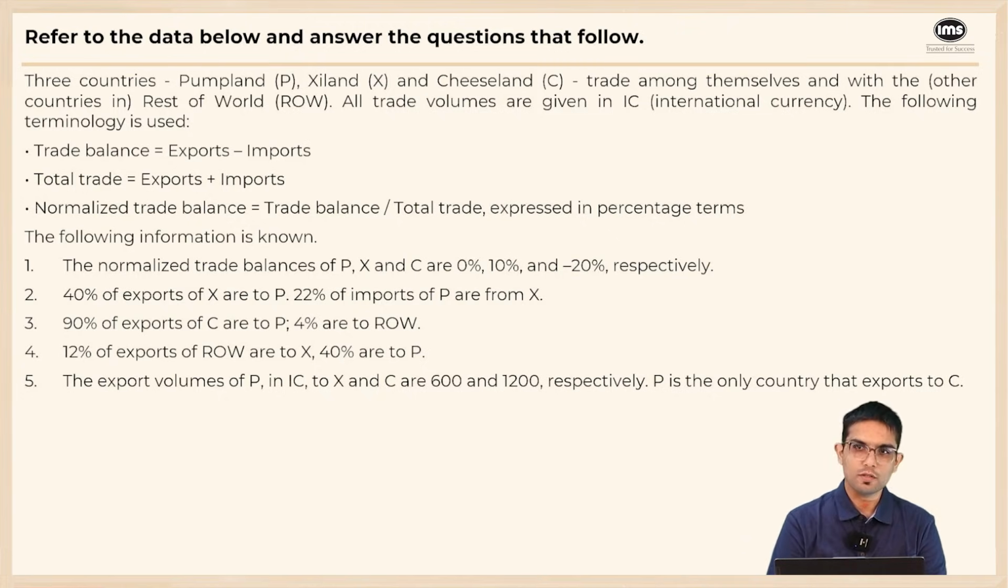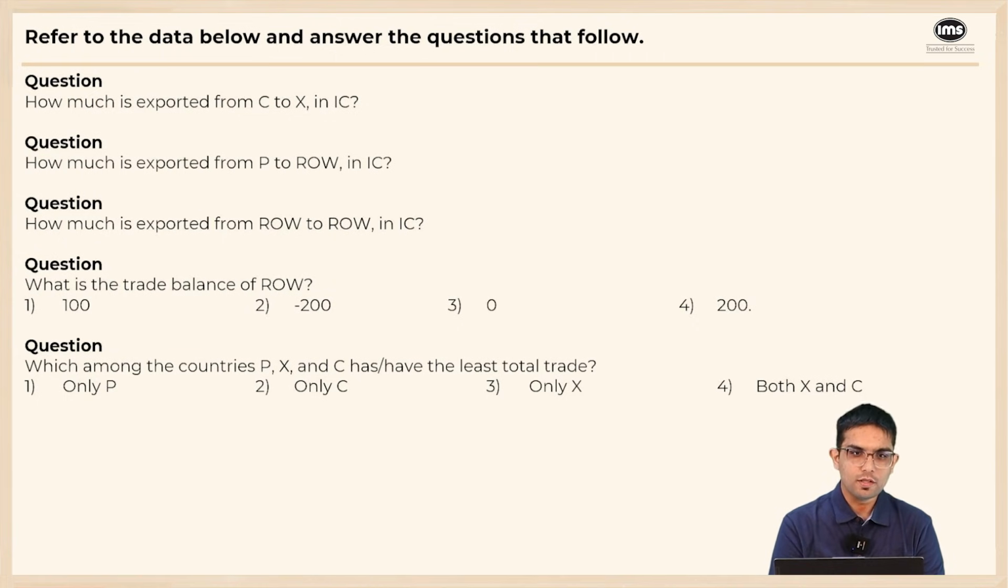Now let's see the questions. The question says how much is exported from C to X in IC, how much is exported from P to ROW in IC, how much is exported from ROW to ROW in IC, what is the trade balance of ROW, and which among the following countries P, X and C has the least trade balance. Now if you can see, the question was given everything in terms of percentages, whereas the individual questions are in terms of IC, so this will be a lengthier question.